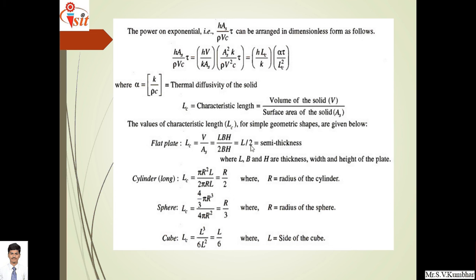For a long cylinder, Lc is equal to pi r² L, that is the volume, over 2 pi R L, that is the surface area. So R by 2 is the characteristic length for a cylinder of radius R. For a sphere, Lc is equal to R by 3, where R is the radius of the sphere. Similarly for a cube, Lc is equal to L by 6.